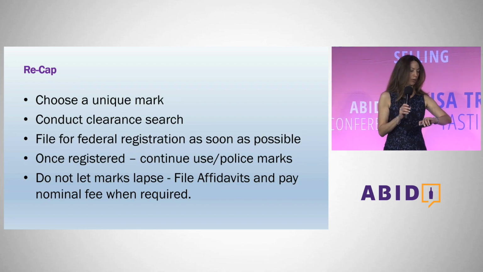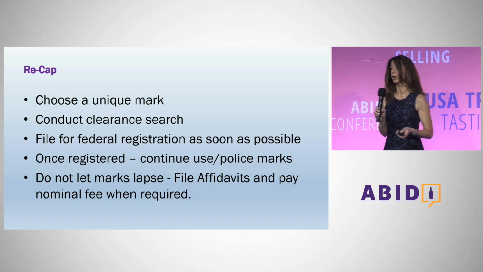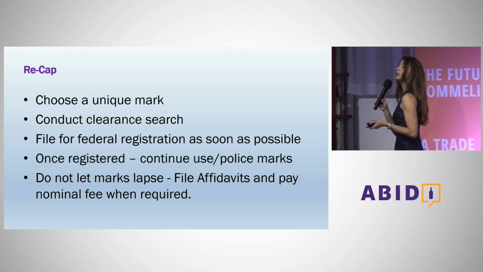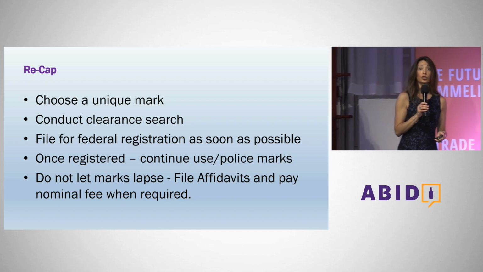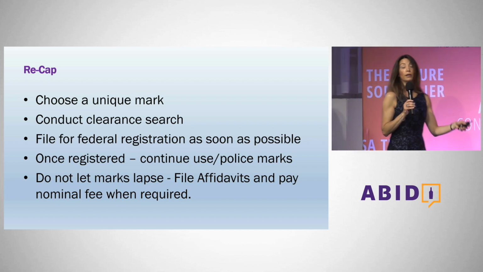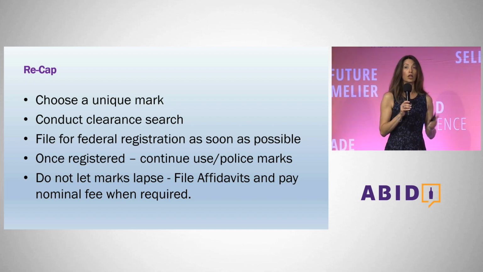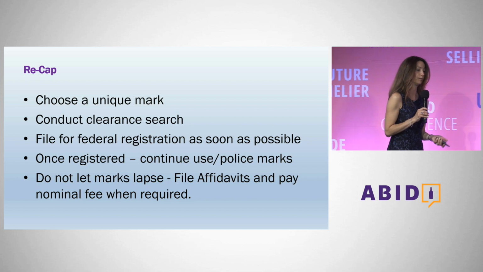I know I've been going on and on about that stuff. Choose a unique mark. That's really your best bet to get a trademark application to go through and register. Conduct a clearance search. Make sure that you are not infringing on somebody else's trademark, that there's not something else out there, even though it's not registered or in the database, it could be out there. So again, just do an internet search to find out.